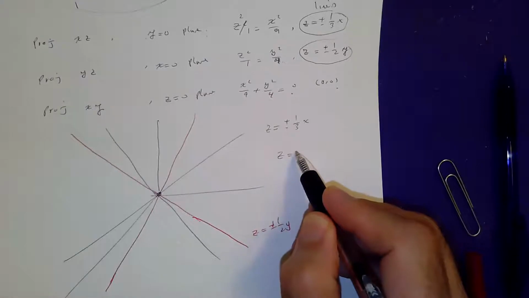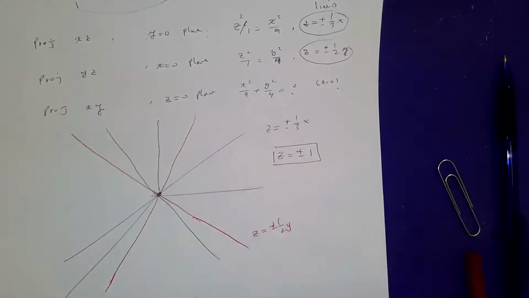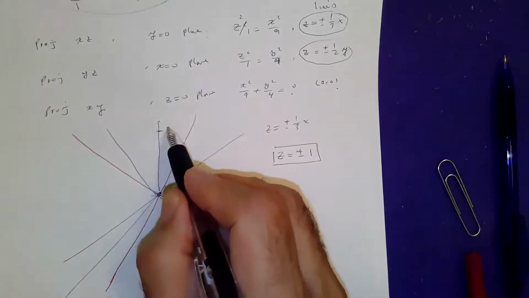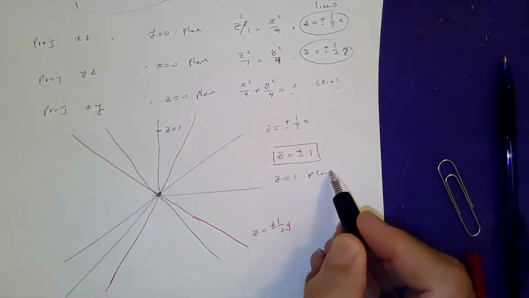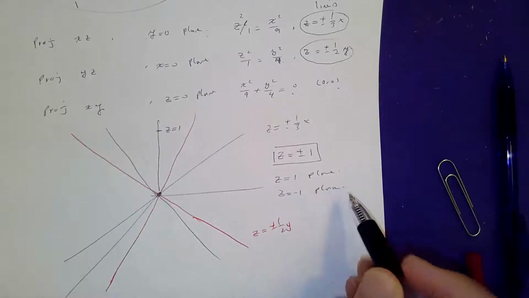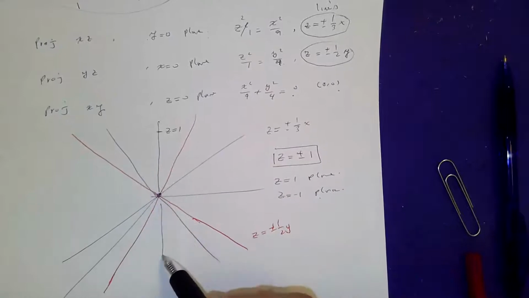So now the idea is, what would happen if I go to the plane z equals plus or minus 1? In other words, I'd like to know what happens to the surface if I intersect it with the plane z equals 1 and the plane z equals -1. What would be the intersection of the surface with these two planes here and here?